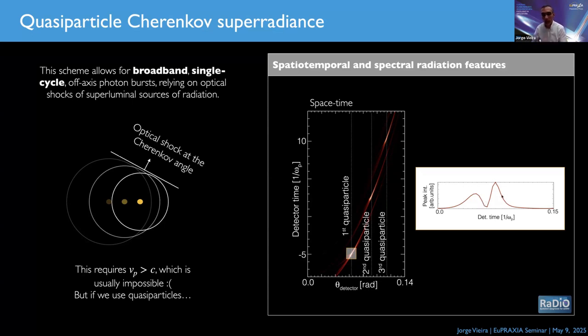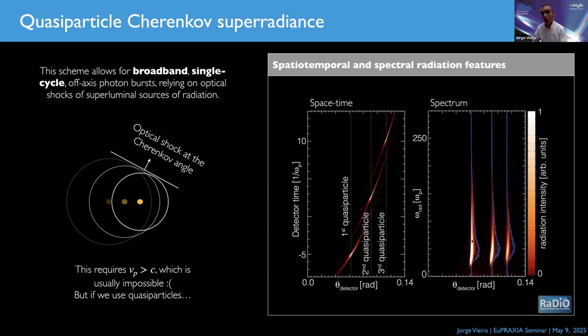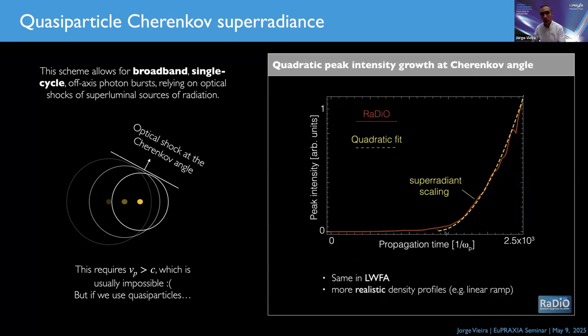So this is a zoom in of one of these radiation bursts that is being emitted. This is the intensity. It's a single cycle burst. And if we take the Fourier transform, then we see it's broadband. We can also track the evolution of the peak intensity as a function of propagation time. It's superradiant. I mean, it's a quadratic increase. There is a quadratic scaling, which is the typical superradiant scaling. In this case, it means that the intensity grows quadratically with the number of particles participating in the process.